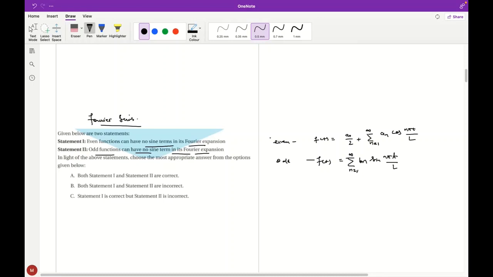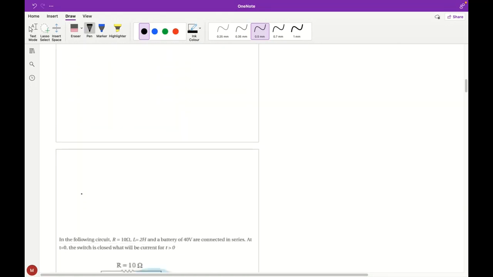So from this we can consider these two statements. Here you can say the even function can have no sine term in its Fourier expansion. You can see there is no sine term, only cos term is there. So the first statement is correct. The Fourier series of an odd function is given by b n sin n pi t, so there is a sine term, and the statement says there is no sine term. So this statement is false. So option C is correct. Statement 1 is correct, another one is incorrect.